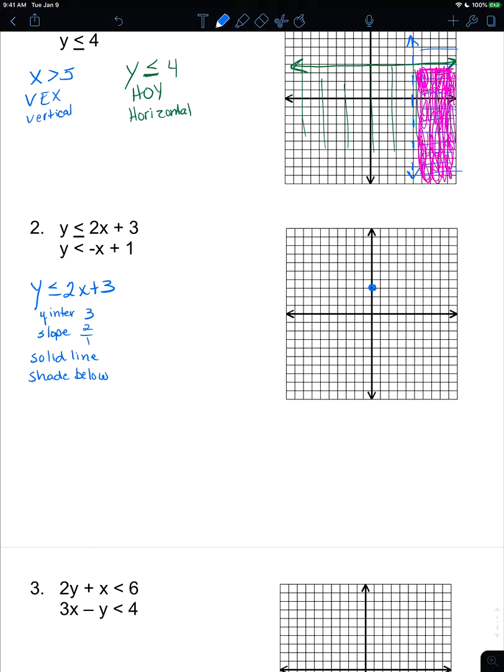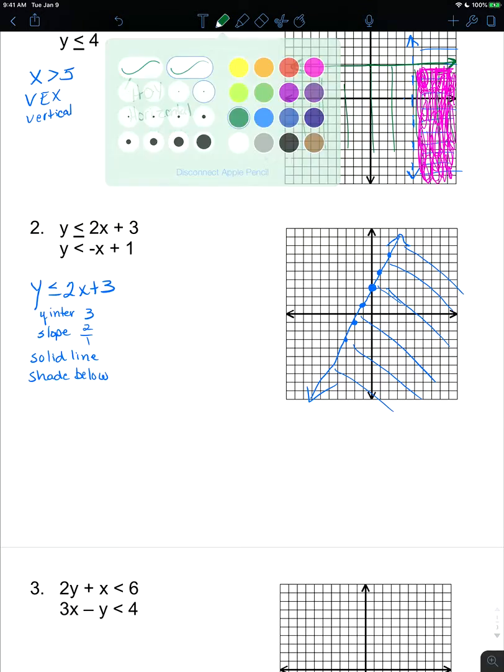Put a point at 3, the y-intercept. And we've got a slope of 2, so it's up 2 over 1. Up 2 over 1. Down 2. So we've got a solid line here. And we are shading below it. So that's all of this area. Just notice I don't shade real heavy until we know for sure what is the solution set.